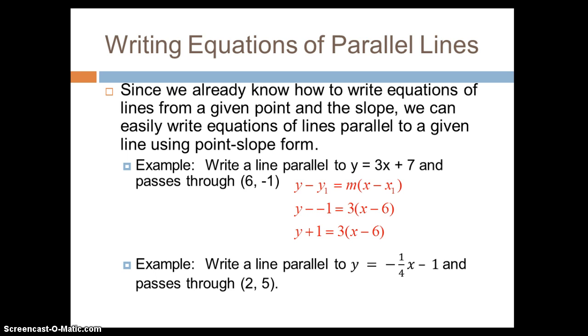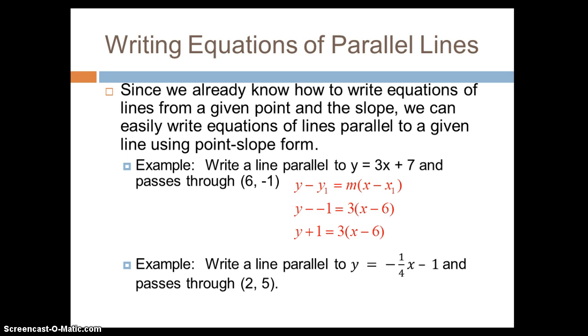So we're going to use point-slope form and substitute in our values. The y value is negative 1. We know the slope is 3. And the x value is 6. So the best way to write this is y plus 1 equals 3 times x minus 6. Now we have a line that's parallel to our given line.